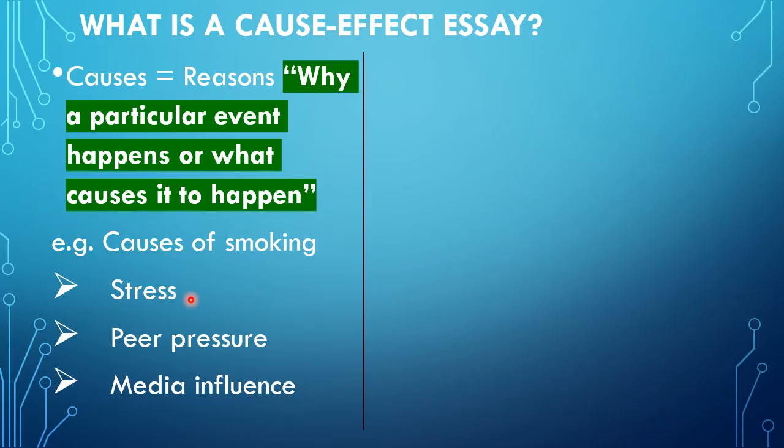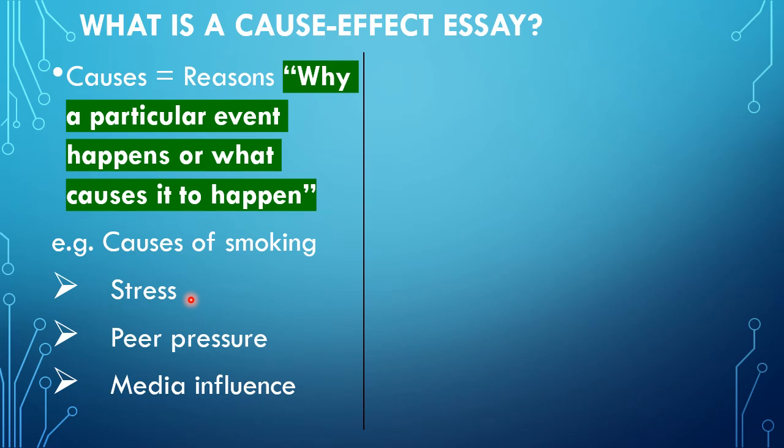So again, the word cause answers the question why somebody does something. What causes something to happen? So what causes people to smoke? Why do people smoke? People smoke because of stress, because of peer pressure, and because of the media influence. So again, the word cause answers the question why something happens or why somebody does something.